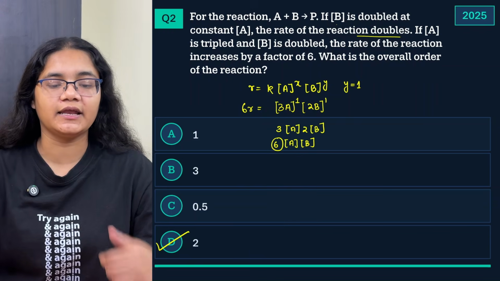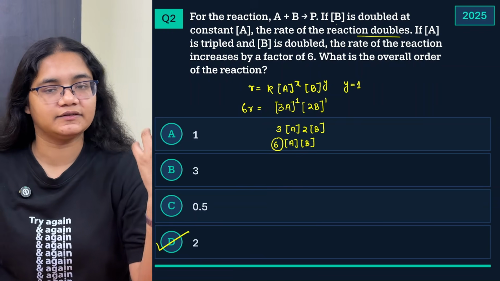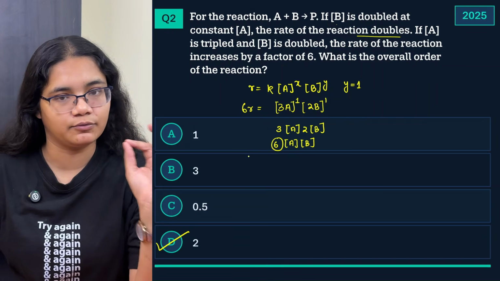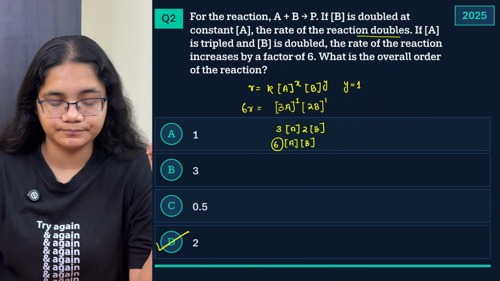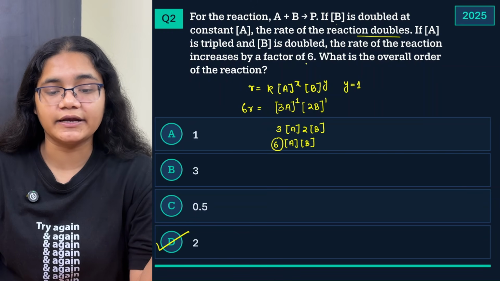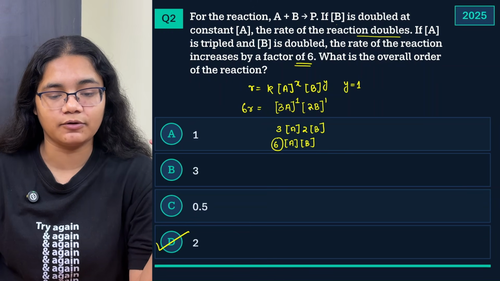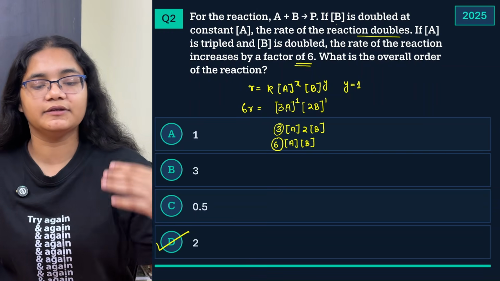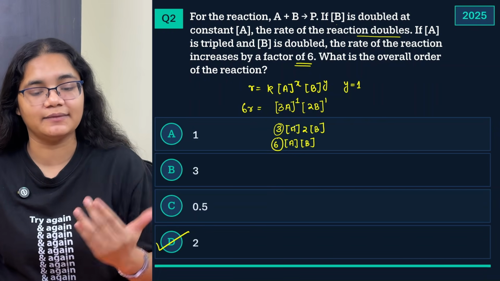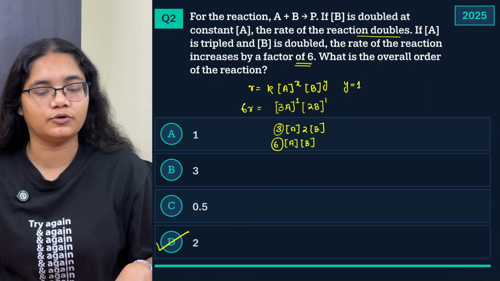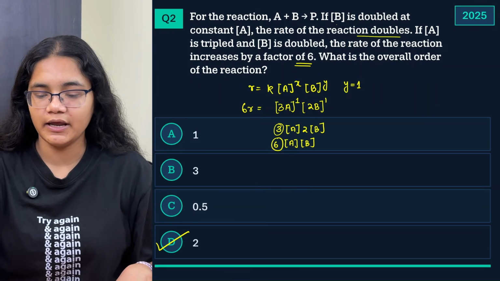I hope this is clear. If B is doubled, the rate is also doubling. That means with respect to B, it is first order. Then when A is tripled and B is doubled, the rate is becoming 6 times. So from B it will become 2, and for making it 6, this also should become 3. That means when you are increasing the concentration by 3 times, the rate also increases by 3 times. So both are first order and the overall order of the reaction will be 2 here.